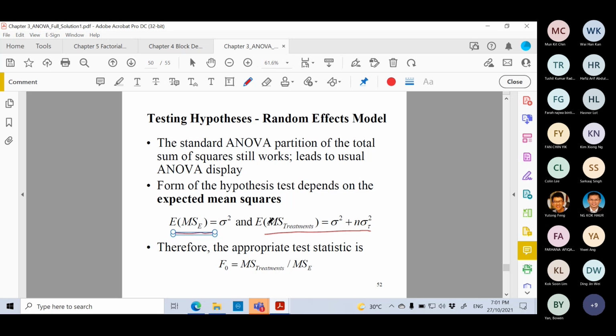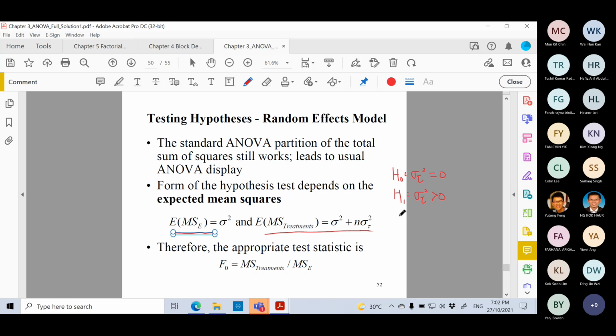Because this will lead you to your test statistic. Your test statistic will equal MS treatment divided by MSE. How is it related? If you still remember, when you carry out the hypothesis testing, the H naught says tau square equals 0, and the H1 says sigma tau square is greater than 0.